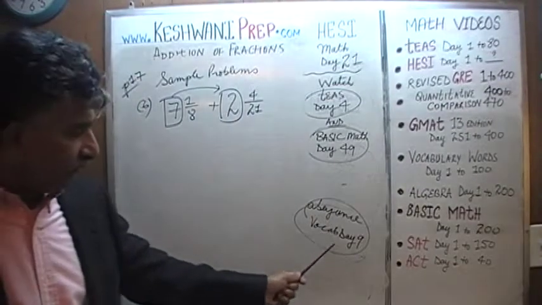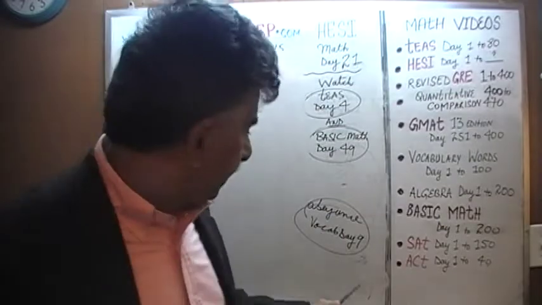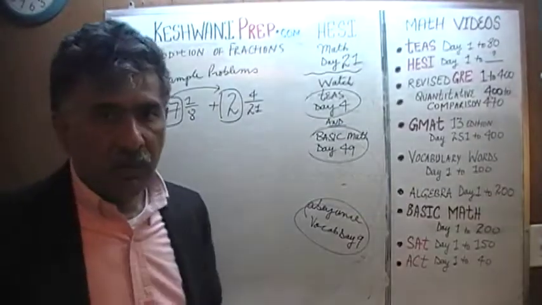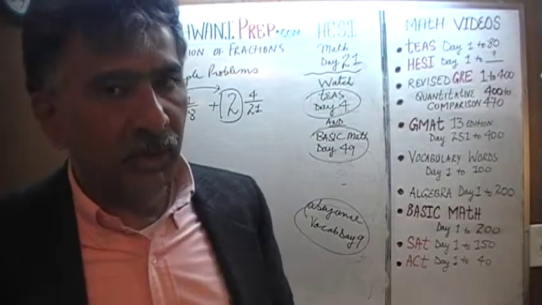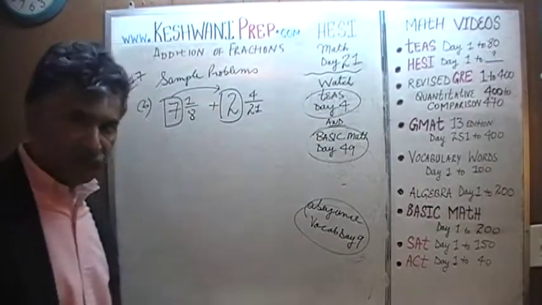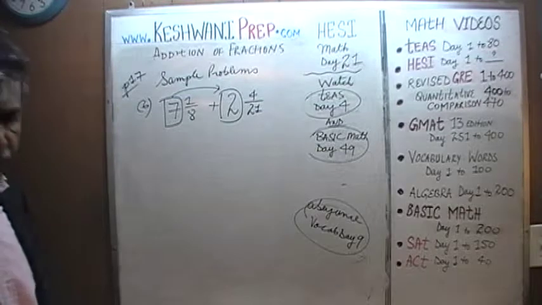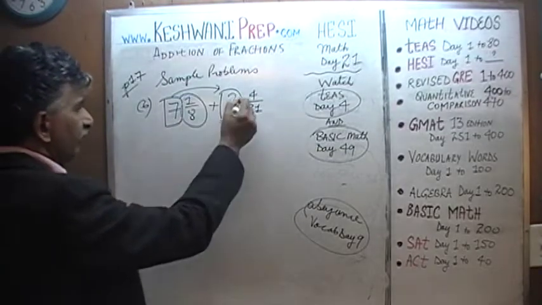We learned about abeyance, if you recall, on day number 9 of our vocabulary lessons, abeyance. We're going to leave it aside. We're going to put it off until later. Let's just concentrate on adding the two fractions.